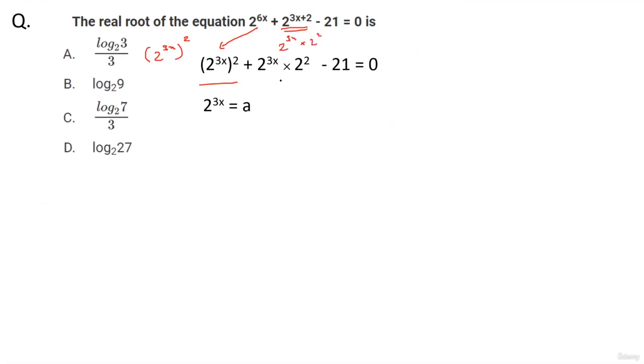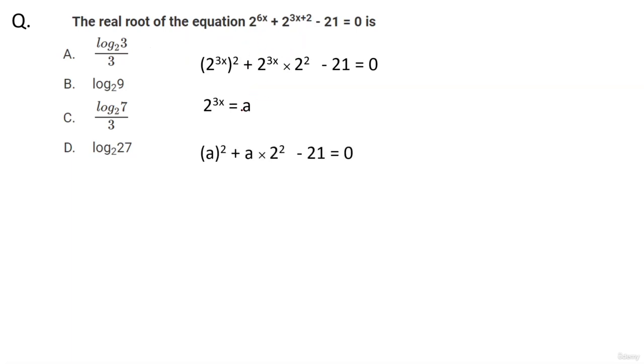Now, again, what you can do here is substitute 2 raised to 3x as equal to a. And guys, we'll simplify the equation this way. We'll write 2 raised to 6x as 2 raised to 3x, the whole square. And 2 raised to 3x plus 2 becomes 2 raised to 3x into 2 raised to 2. These are the two parts, right? And wherever we have 2 raised to 3x, just replace it by the term a.